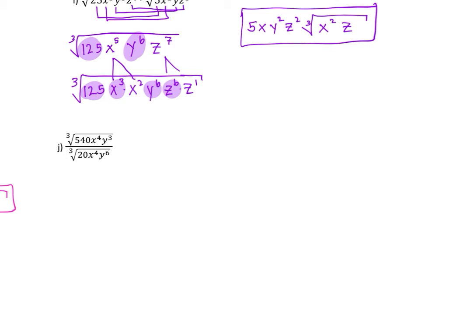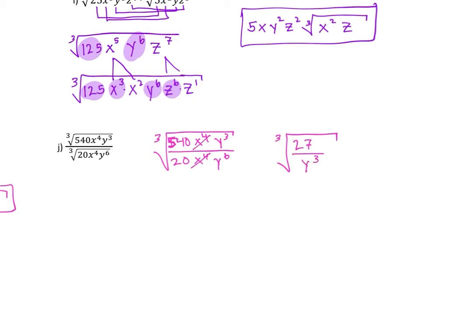Okay, J is kind of similar because the product rule and the quotient rule are kind of the same rule. So what we can do is we're going to rewrite each of those under one radical, x to the 4th, y to the 6th. Okay, and I'm going to reduce the fraction. 540 divided by 20 is 27. X to the 4th over x to the 4th cancels, and y cubed over y to the 6th is y cubed in the denominator.